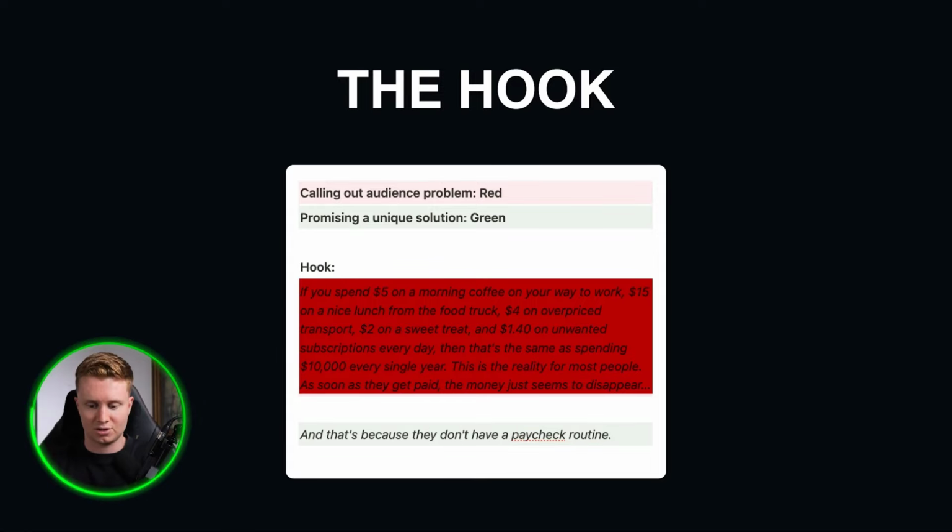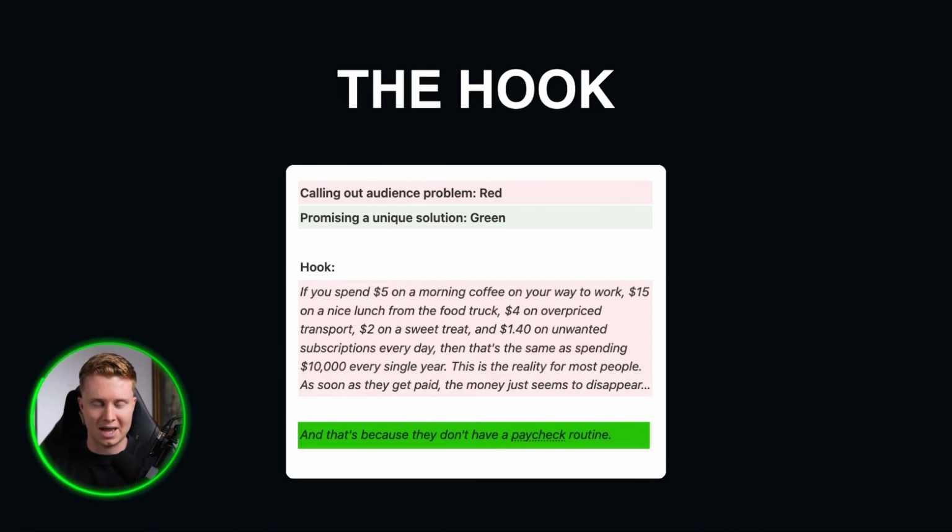If you spend $5 on a morning coffee on your way to work, $15 on a nice lunch from the food truck, $4 on overpriced transport, $2 on a sweet treat, and $1.40 on unwanted subscriptions every day, then that's the same as spending $10,000 every single year. This is the reality for most people. As soon as they get paid, the money just seems to disappear. And that's because they don't have a paycheck routine.